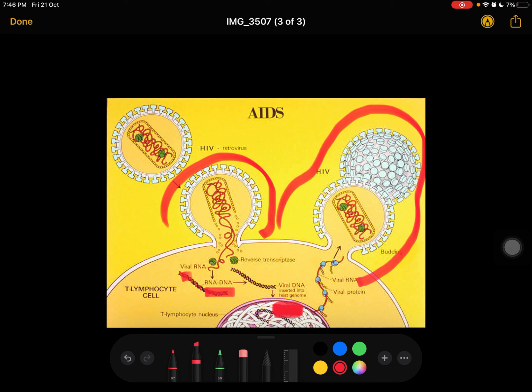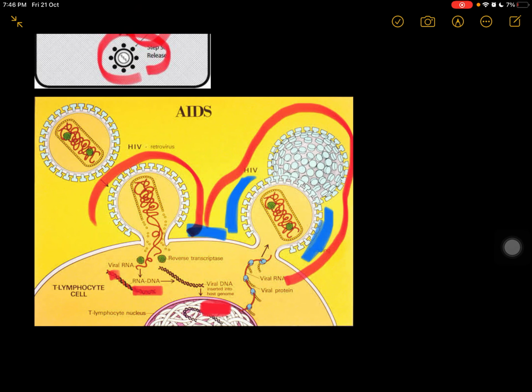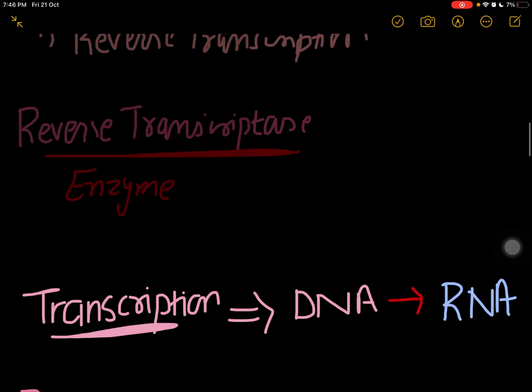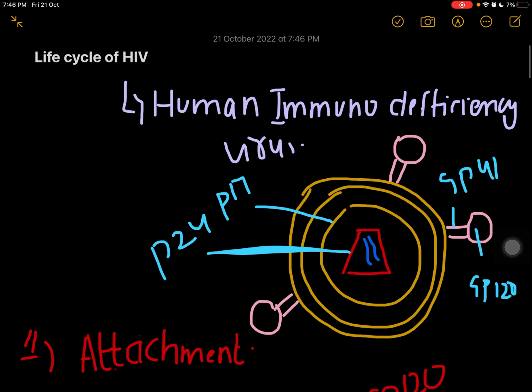This process is known as budding. And you can obviously see that there is a cell membrane. This cell membrane is of the host, and ultimately the host cell will get destroyed. So I hope the concept of the life cycle of the HIV virus is clear to you. If you have any query, you can comment and I will be happy to answer.